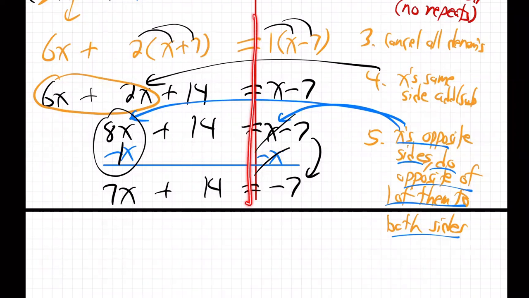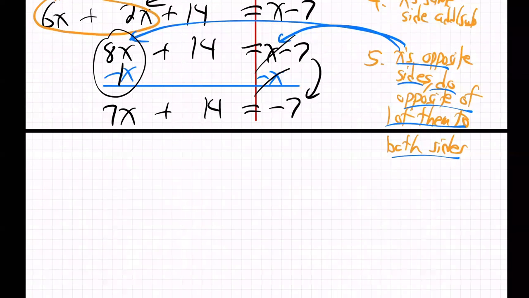So what do we do when we have an x is on opposite sides? We do the opposite of one to get rid of it. We basically get rid of it. You got to do it to both sides. You have to keep the balance. So now it's easier, right?